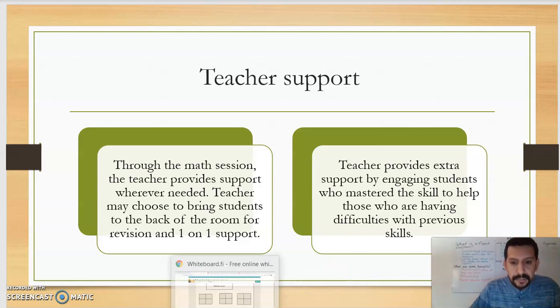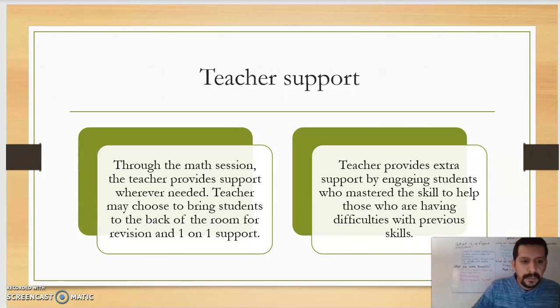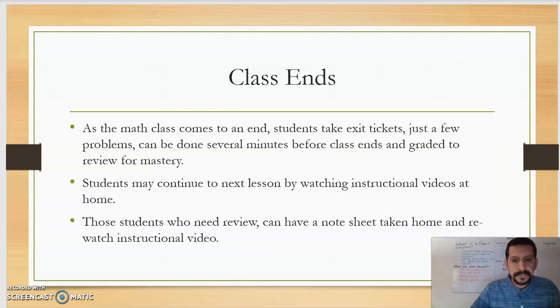So that could be, coming back to our classroom, another table over here where a higher student may be helping another student who may be having a difficult time one-on-one. Okay. Now, that would be most of your class session as everyone works with one another.